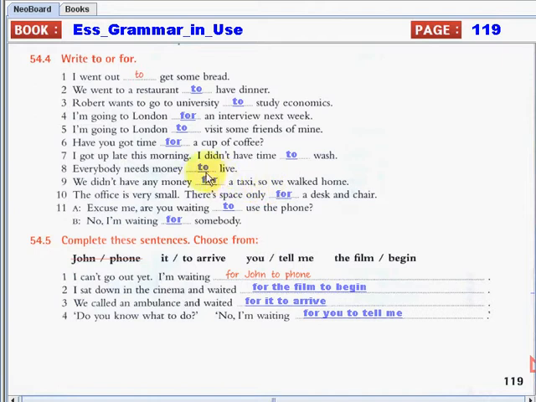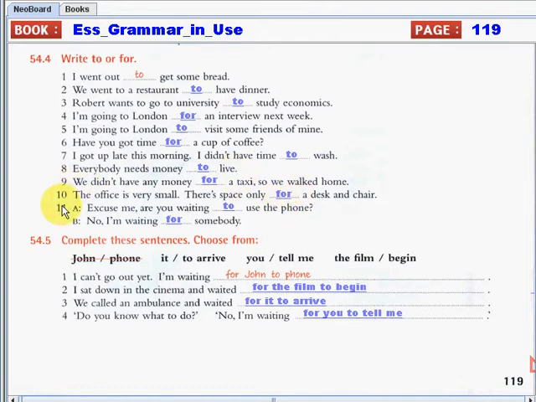the word for. Number 10, the office is very small. There's space only blank a desk and a chair. So you can see in this sentence that there is no verb, and the only thing you can see in this sentence is about the aim or the purpose. So we should use the word for.